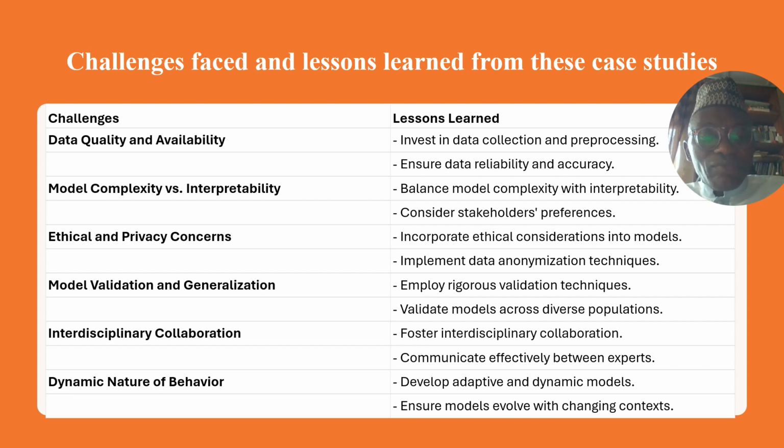Another challenge is that of model complexity versus interpretability. And what does that suggest? It means that you have to balance your model complexity with interpretability. Consider stakeholders' preferences. The third one is ethical and privacy concerns. And what this suggests is that you must incorporate ethical considerations into your models and you must implement data anonymization techniques.